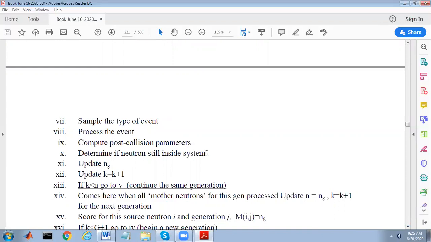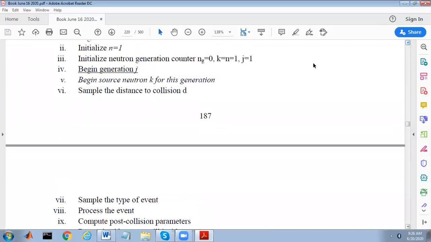You determine from your combinatorial geometry, the tests I showed you earlier from ray tracing, where is this neutron? Is it inside the system? Has it left the system? Which region, which domain of the system is it in? And then you update the counter Ng. You update the number of neutrons that you are simulating. If it's less than the number that should end the simulation, then you go back up to step 5 and you start again this generation.